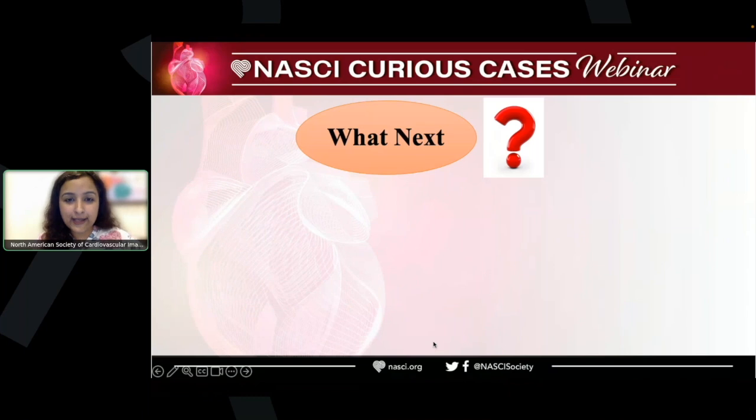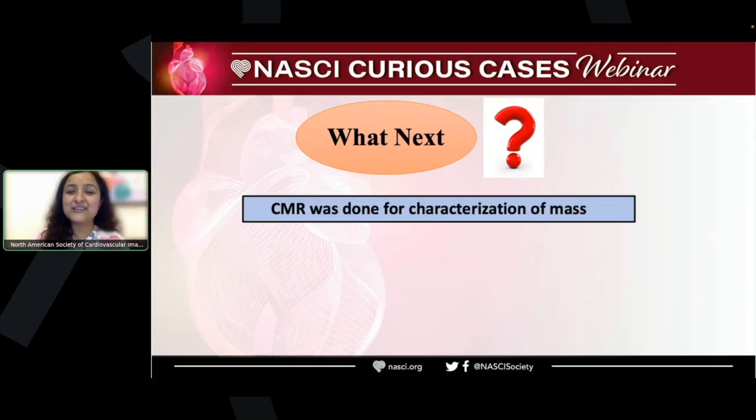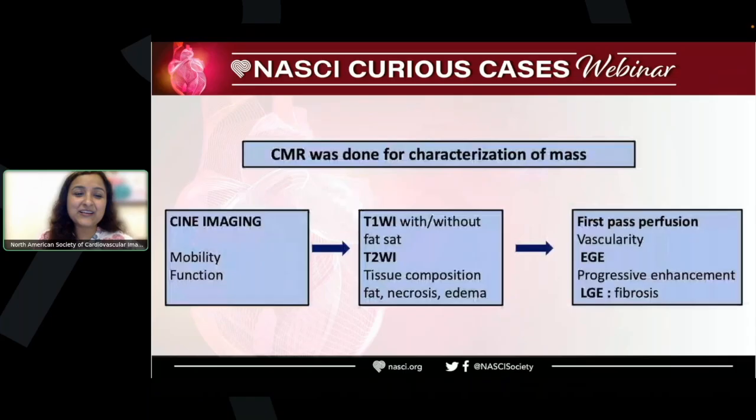So what do we do next? MRI. Love it. So we all love MRI, right? More often than not, it answers all the questions. So we went ahead with a CMR characterization of the mass.